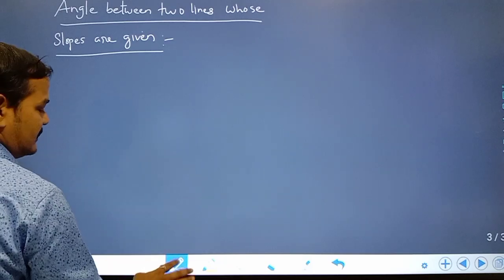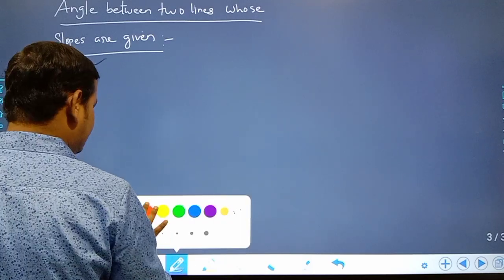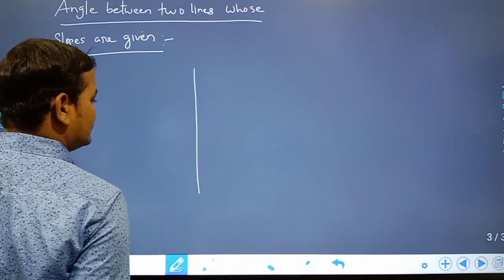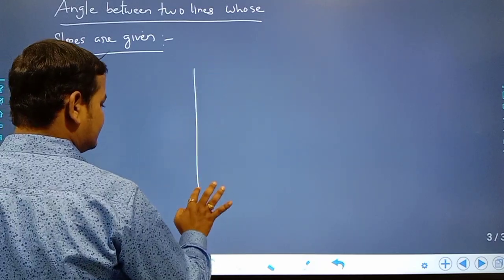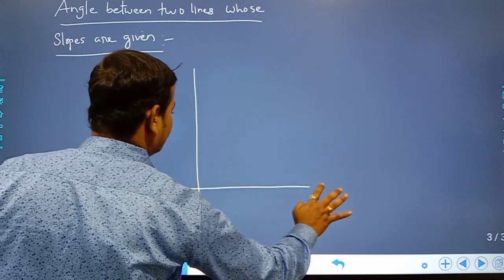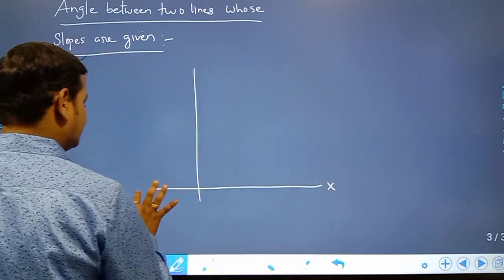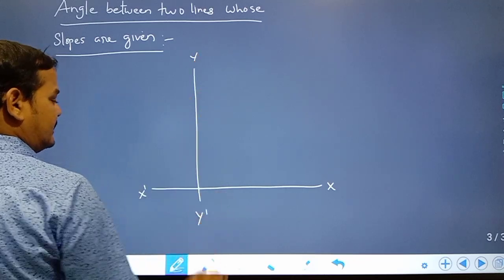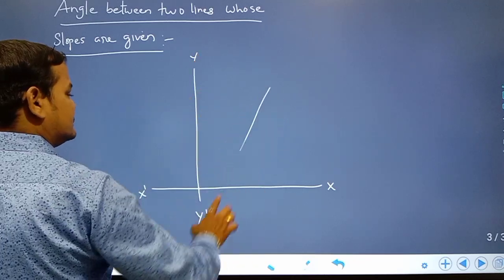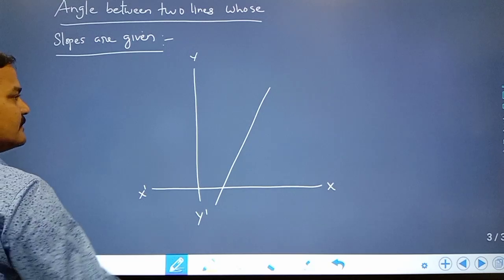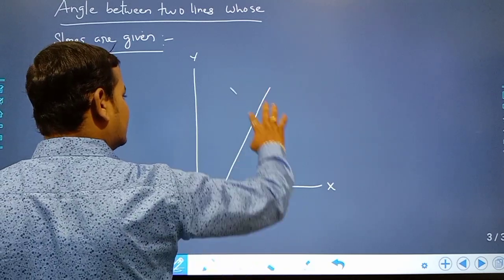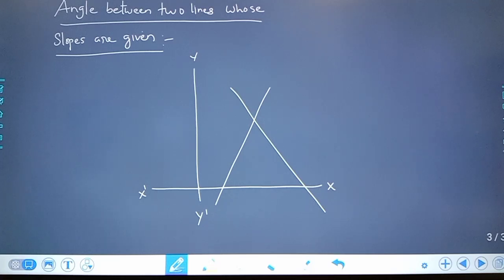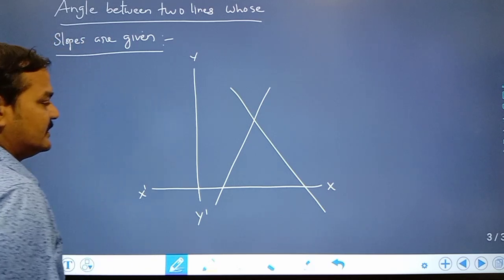Now I am going to draw a cross. x-axis, y-axis. This is one of the lines. Again, it is another line. So this is the first line and the second line, two lines.